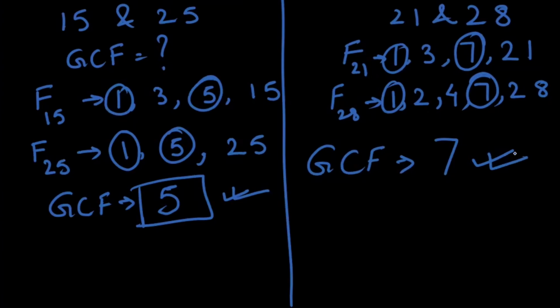I hope it's clear to you how we can find the greatest common factor. It's so easy, so simple. If you know how to take out the factors, it's so simple for you. So first you have to learn how to find the factors of the number. Then after finding the factors, you have to just look for the greatest common factor. That is the GCF. There's nothing hard in this.